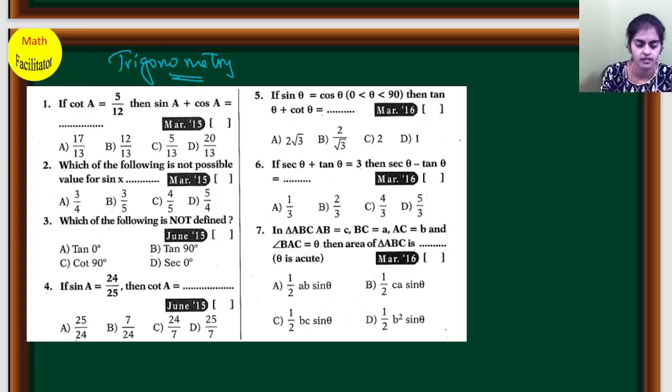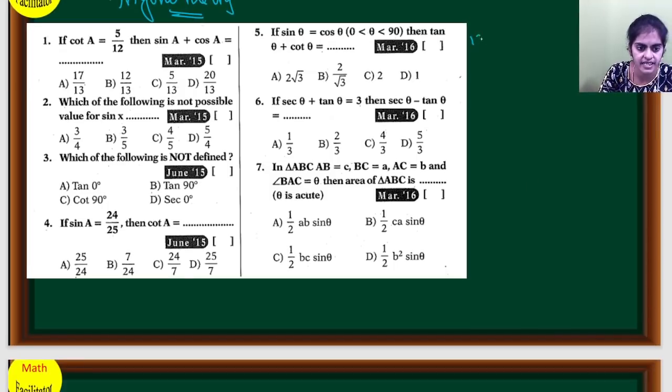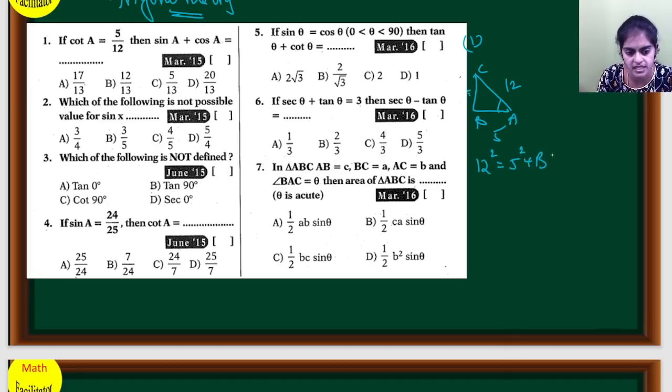Cos A is 5 by 12. So if cos A is 5 by 12, take this triangle ABC. I just said cos A is 5 by 12, so this is 5 and 12. To find sin A, I need the opposite side. Using Pythagoras theorem, 12 square equals 5 square plus BC square. So BC will be equal to root of 144 minus 25, so root of 119, I guess, isn't it?